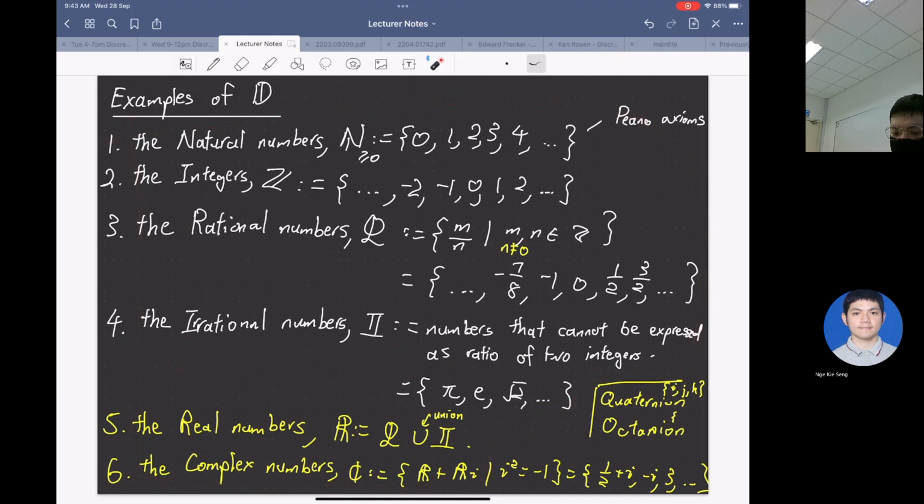So what you need to know from this example is what numbers live inside this domain. If I ask you about integers, you should know that -2, -1, 1, 2 are inside here. And when I ask you about rational numbers, you should know that fractions are inside here.